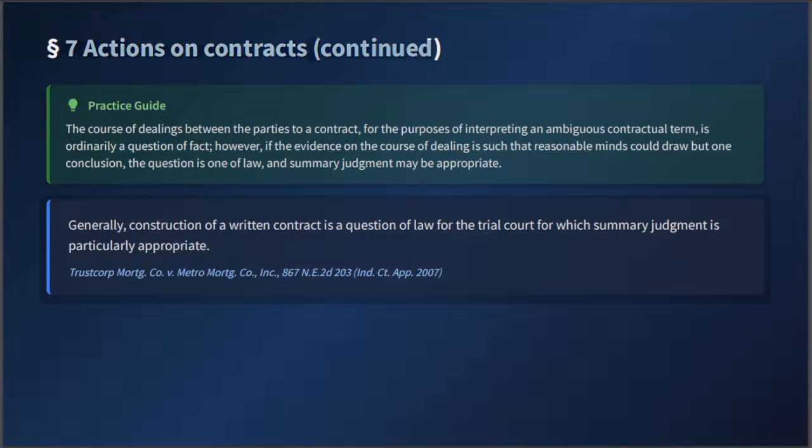So, continuing with the actions on contracts, here's our practice guide. The course of dealings between parties to a contract for the purposes of interpreting an ambiguous contractual term is ordinarily a question of fact. However, if the evidence on the course of dealing is such that reasonable minds could draw but one conclusion, the question is one of law, and summary judgment may be appropriate. Generally, construction of a written contract is a question of law for the trial court, for which summary judgment is particularly appropriate. That comes from Trust Court Mortgage versus Metro Mortgage in Indiana, 2007.